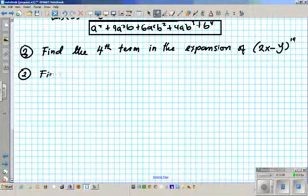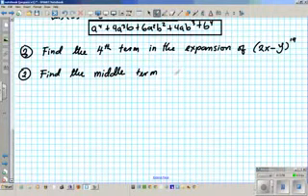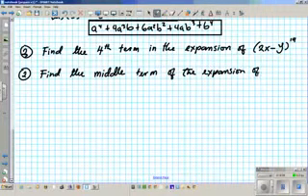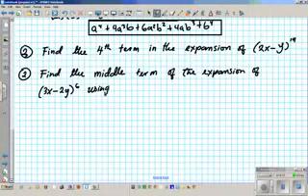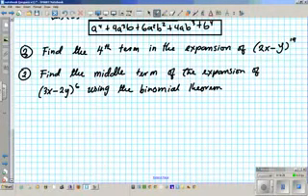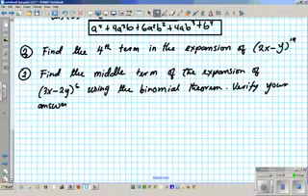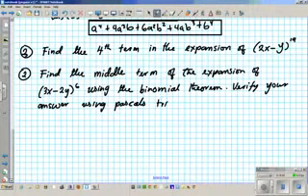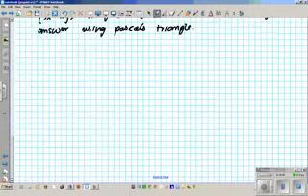This one, find the middle term of the expansion of 3x minus 2y to the 6th using the binomial theorem. Verify your answer using Pascal's triangle. Okay, so we're going to use both methods, and then we'll see which one you guys prefer on this one, okay?